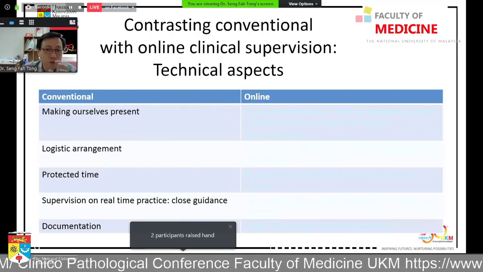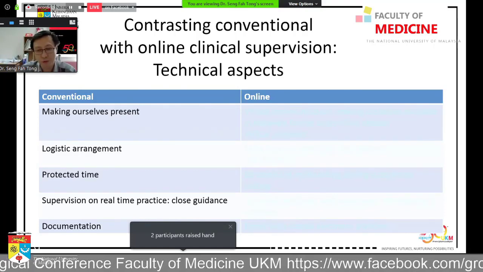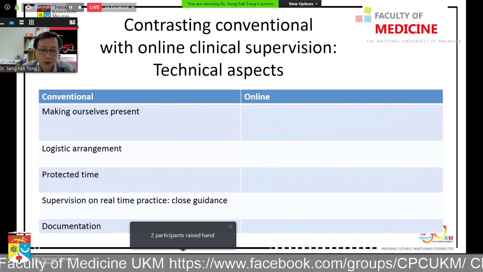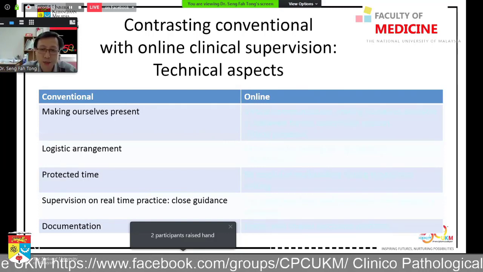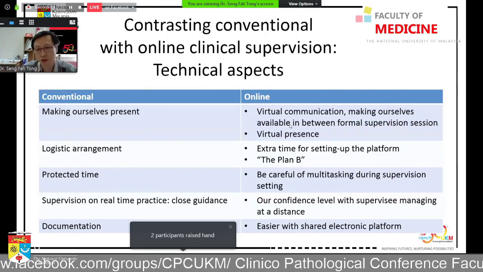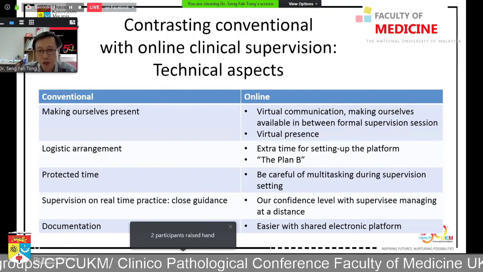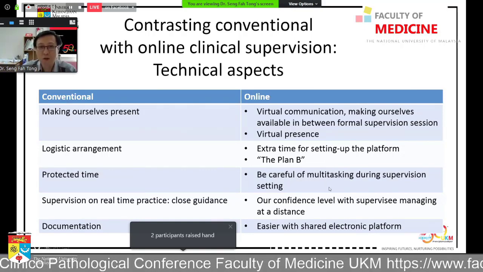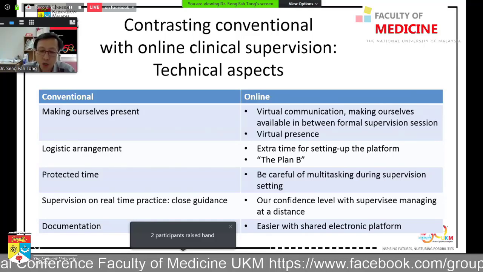In the conventional way, for example, we always make ourselves present in so-called conventional supervision. We sit down together with the supervisee, we have logistic arrangements with protected time, and we have close contact with our student while they're on practice. But online, that becomes a bit challenging. So we need to make ourselves present virtually. How can we make ourselves feel present? So this is adapting to the technology. Of course, extra time is needed for setting up the platform. Be careful of multitasking, because even now as I'm talking to you, I might be answering my WhatsApp, things like that. This is already happening, and we know it is happening.